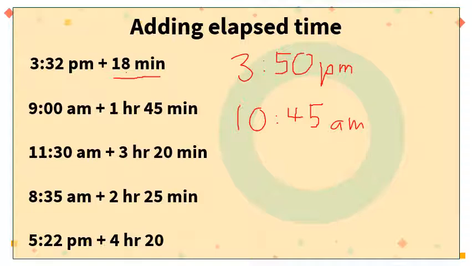11:30 a.m. plus 3 hours and 20 minutes. For this one, I'm going to add the hours first. So 1 hour will get me to 12:30 p.m., plus another 2 will get me to 2 p.m., and 30 plus 20 is 50, so it's going to be 2:50 p.m.